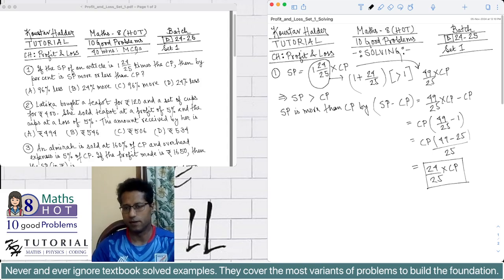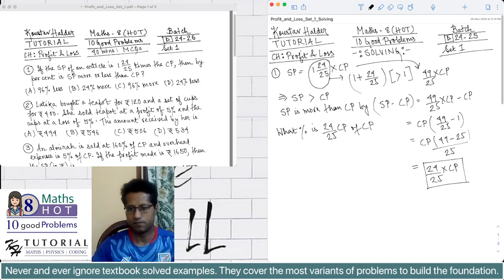So now we have to find what percentage is. The question is, what percentage is 24 by 25 CP of CP? The question has asked by what percent is SP more or less than CP. That is, if SP is more, then what is the percentage of SP minus CP based on CP? So the difference between SP and CP is 24 by 25 multiplied by CP.